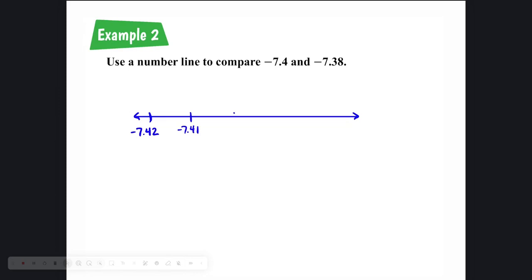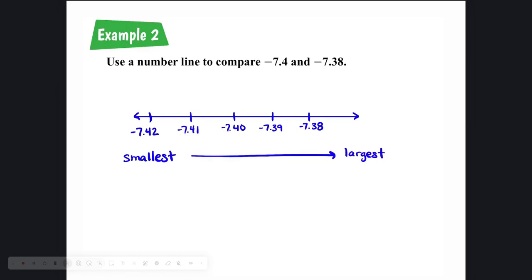We will start at -7.42, and let's go all the way to -7.38. Decimals on a number line get larger as you move from left to right. -7.4 is located at -7.40, and -7.38 is located to the right. So -7.38 is greater than -7.4.